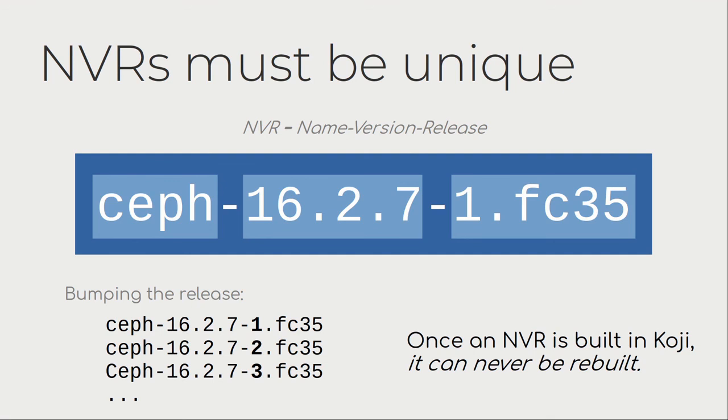But wait, what if I want to do a build and I made a mistake in that one? That's fine. Just bump the release number and roll forward. Like in this example, I have 3 releases of the Ceph package version. 1, 2, 3 are individual release increments, and these unique identifiers make QE, support, and users happy. No ninja editing existing builds.